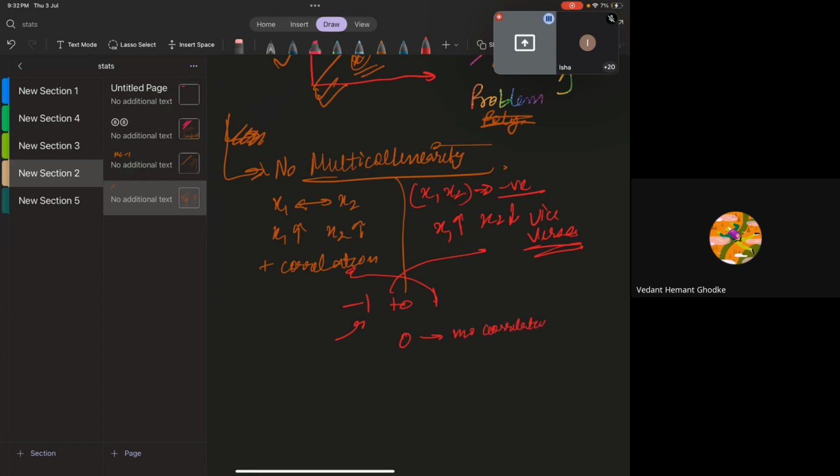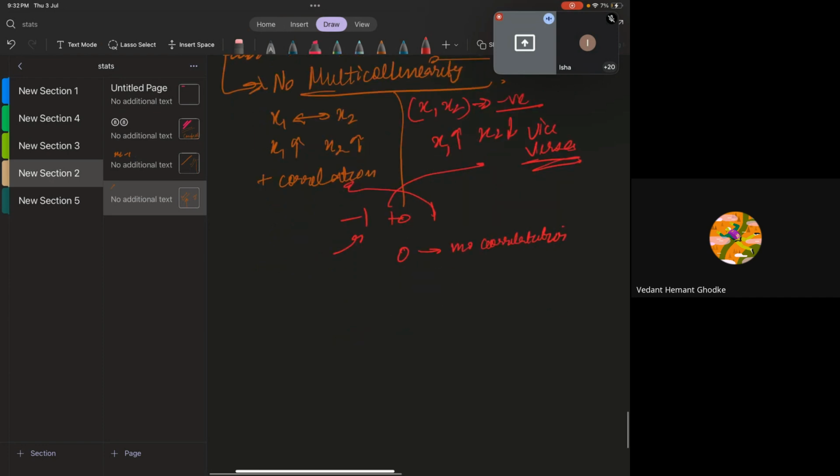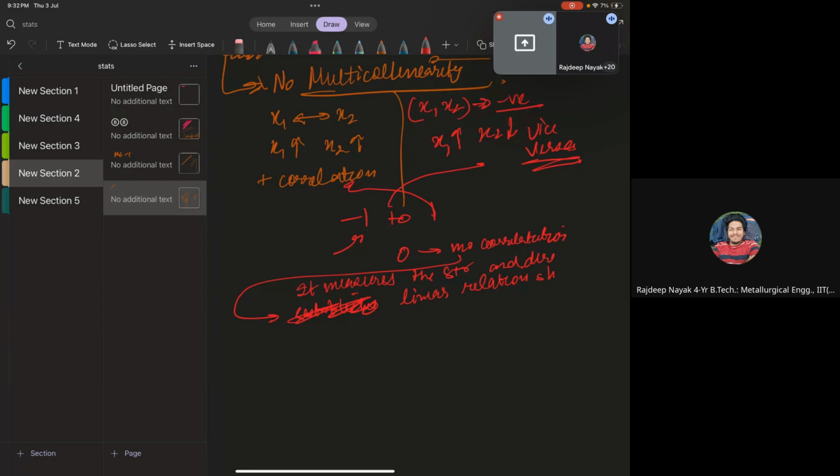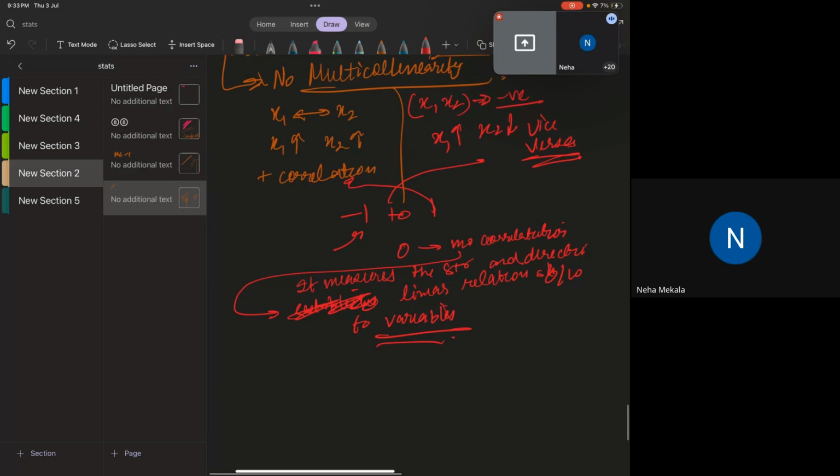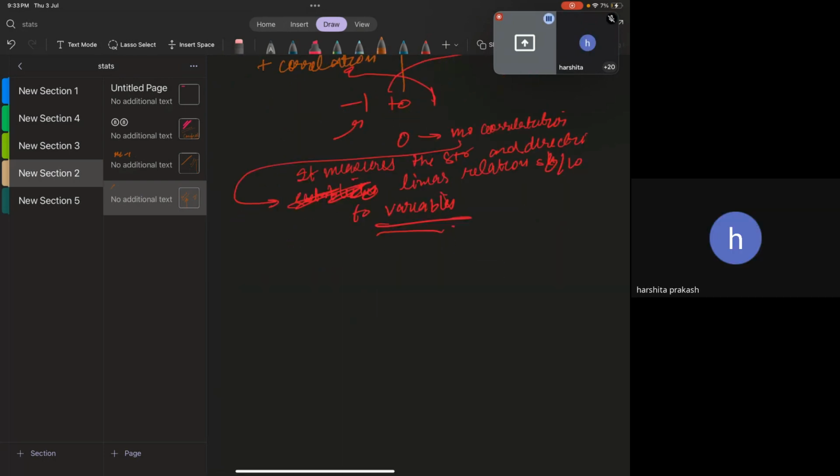And I told you, and it is also present in the notes, that correlation does what? Correlation does not establish, it measures the strength and direction of linear relationship between two variables. Yes or no? What does multicollinearity mean?